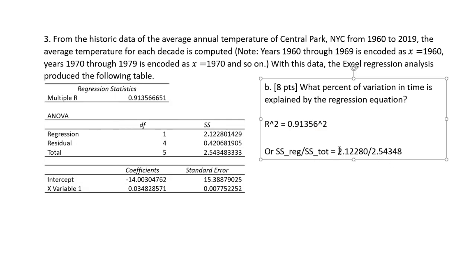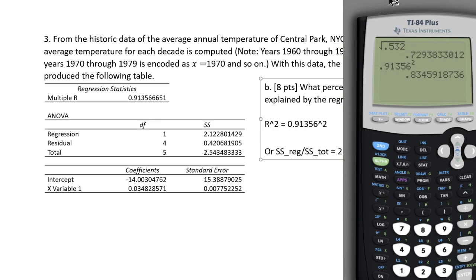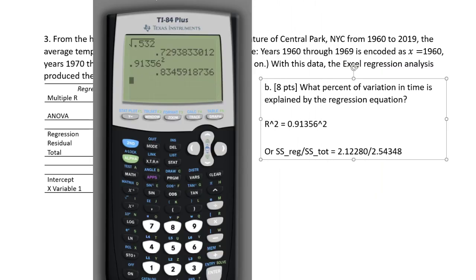Okay, so if you take this value and you divide, you will get the same answer. So let me show you. If you do 2.12280 divided by 2.54348, then you get almost the same answer. I didn't put enough digits, but if you put more digits, it will be the same. Okay, so I would say 0.8346 is the answer.